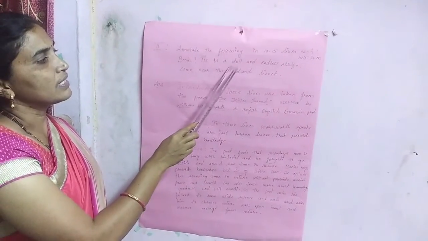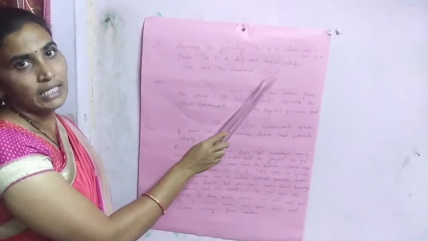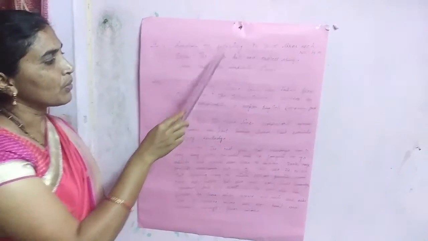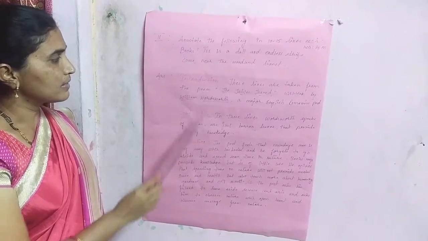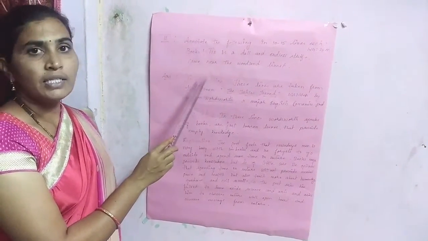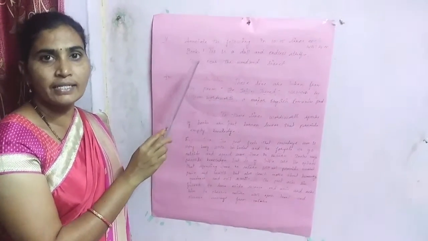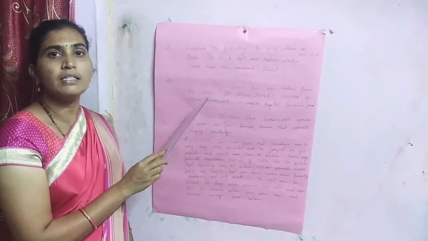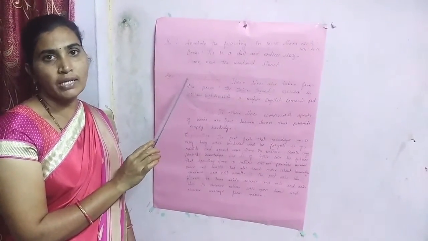"Books! 'Tis a dull and endless strife. Come near the woodland linnet." Now you have to annotate these lines, keeping 3 side headings. The first one you already know: introduction. In the introduction part, 2 points should be covered. One is the title of the lesson and the second is the writer. When you write these two, you can get 2 marks.